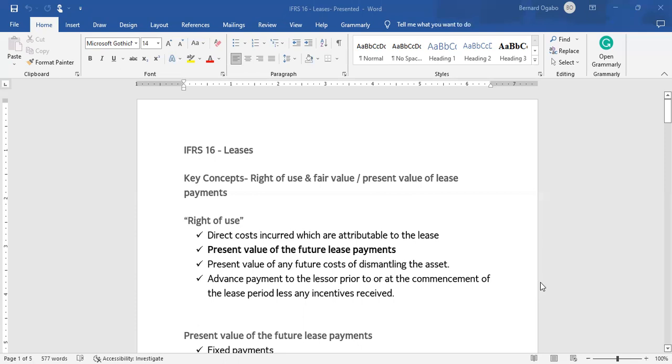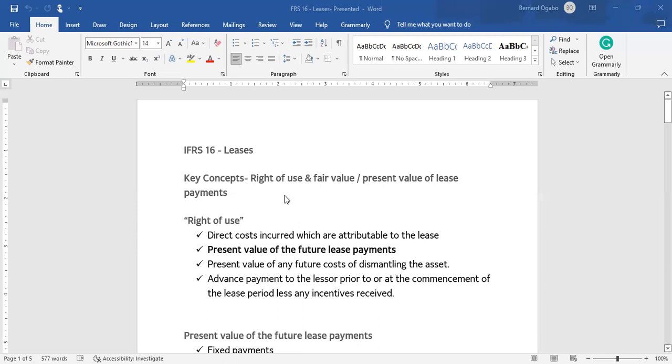Number one is the right of use of the lease. That's right of use. And two, the fair value or the present value of the lease. If you can find these two things, you'll be able to answer any question in finance lease. So when we say right of use of a lease, what are we looking at? At what cost do I recognize the asset which I am leasing?